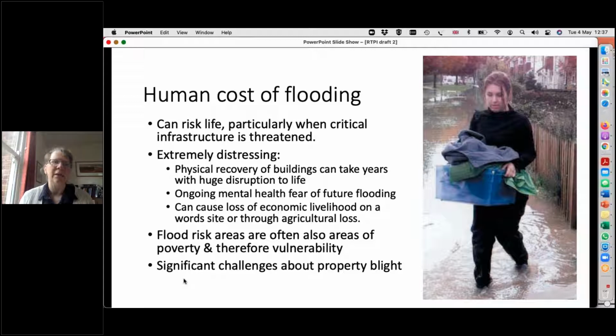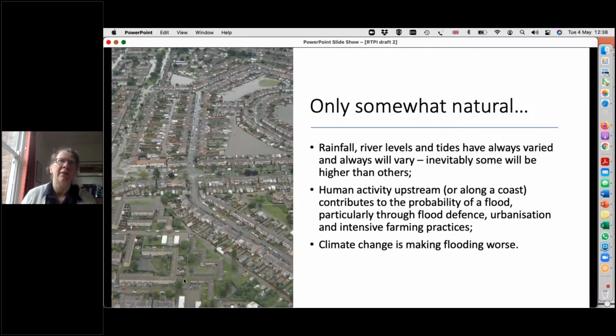And then there's a significant challenge about property blight, that, you know, if you have paid all your life savings to buy a house and then it gets flooded and gets known as a flood region and the price goes down, you can really suffer. So there are very significant human costs of flooding. So we need to manage it because of these human costs of flooding. We also can manage it to some extent anyway.